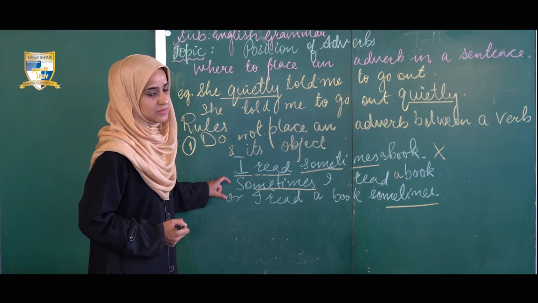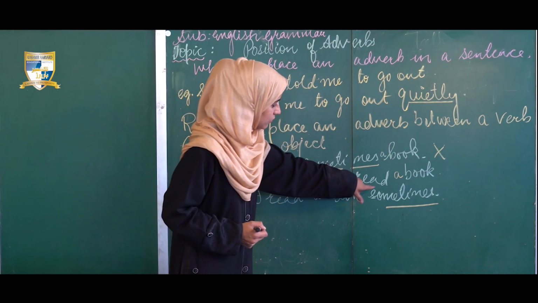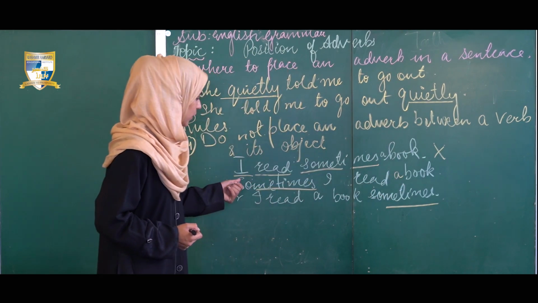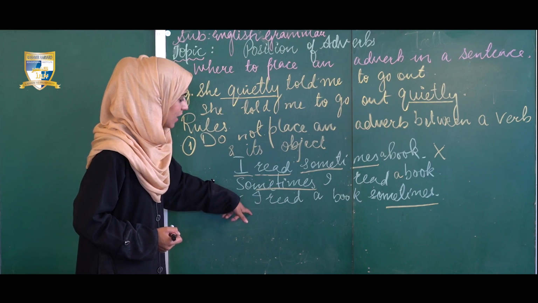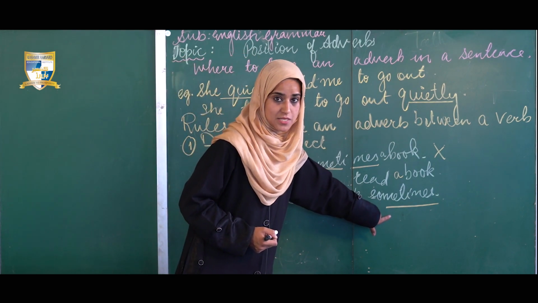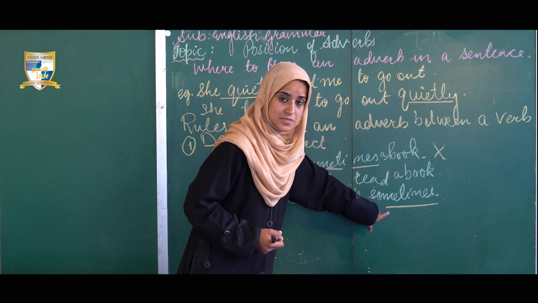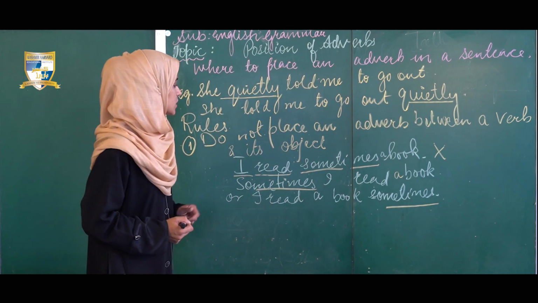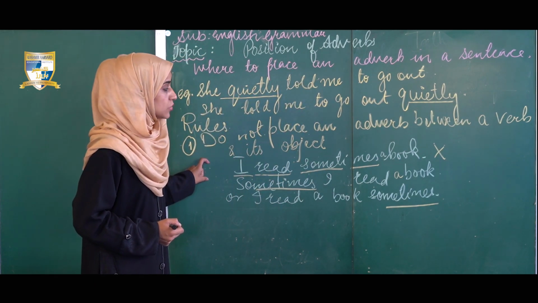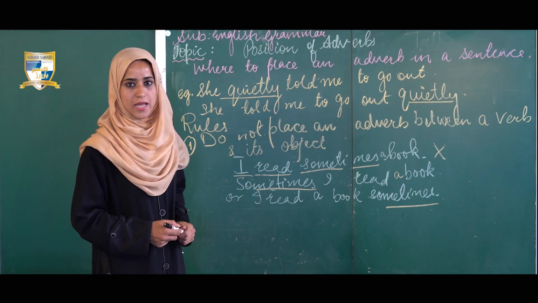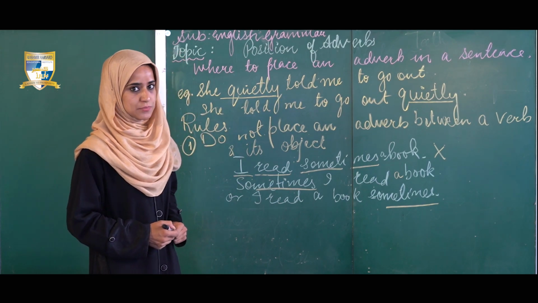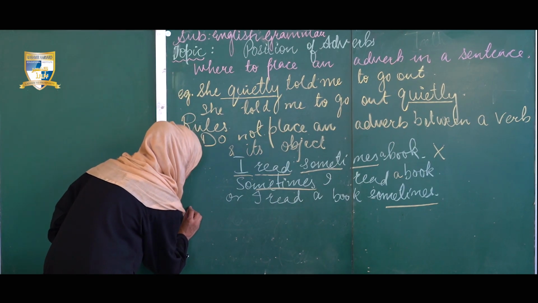We can write it in this way: sometimes I read a book, where we have placed sometimes in the beginning, or we can say I read a book sometimes. So we have put this adverb sometimes at the end. So rule number 1 says that do not place an adverb between a verb and its object. Let's move to the next rule.